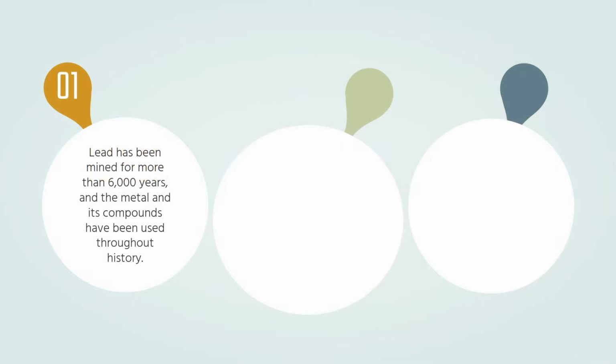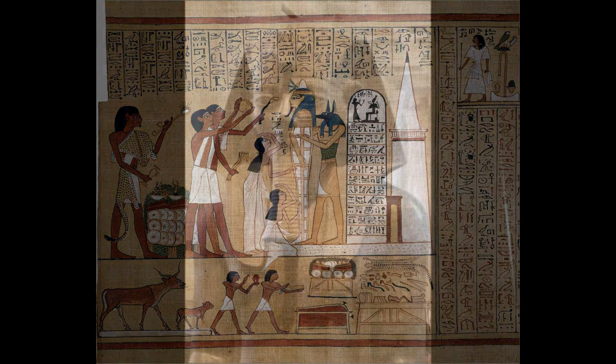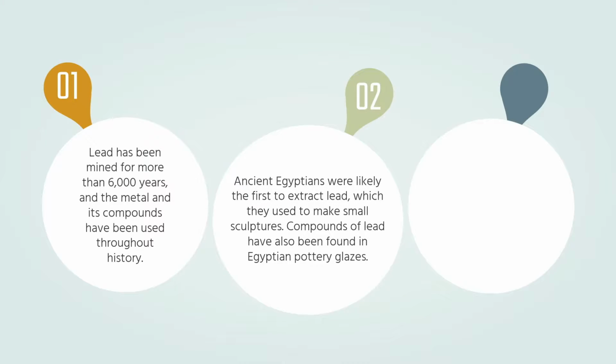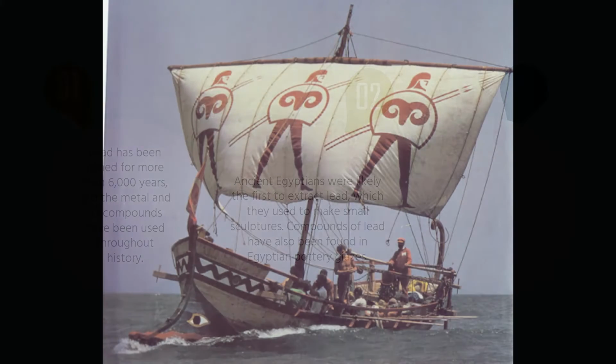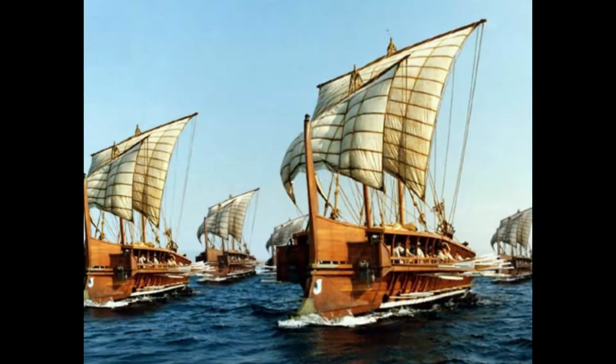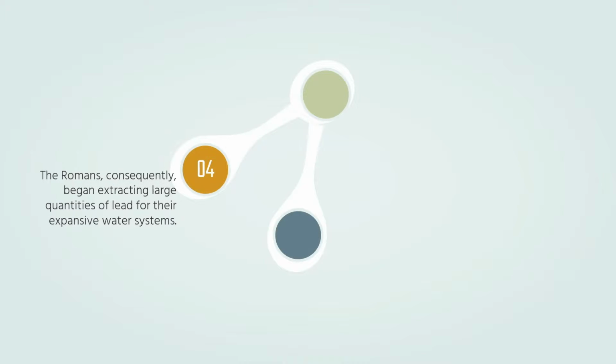History. Lead has been mined for more than 6,000 years, and the metal and its compounds have been used throughout history. Ancient Egyptians were likely the first to extract lead, which they used to make small sculptures. Compounds of lead have also been found in Egyptian pottery glazes. The Greeks were the first to recognize lead's corrosion-resistant properties and applied lead as protective covering on ship hulls. The Romans consequently began extracting large quantities of lead for their expansive water systems.